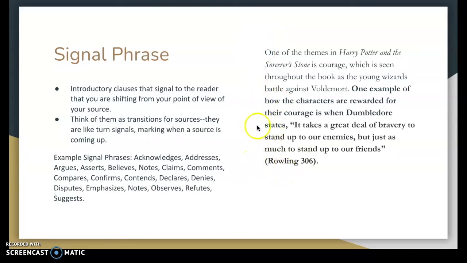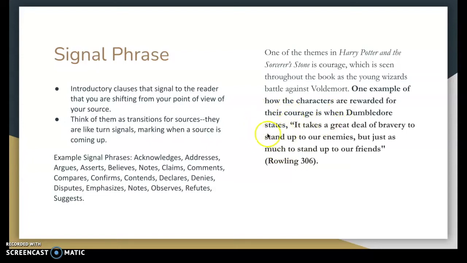I gave you also a quote. So I brought in the source material so you could see how it fits together. One example of how the characters are rewarded for their courage is when Dumbledore states. So here you see one example is sort of setting up and signaling that I'm going to give you a specific example. So I'm going to probably use a source, right? Probably use something from the text.